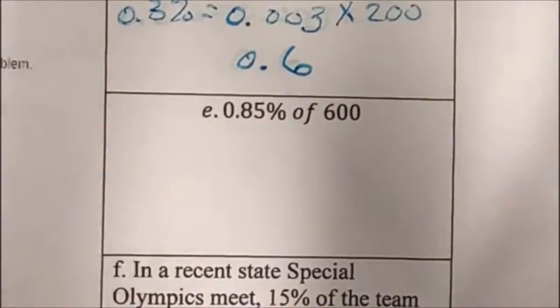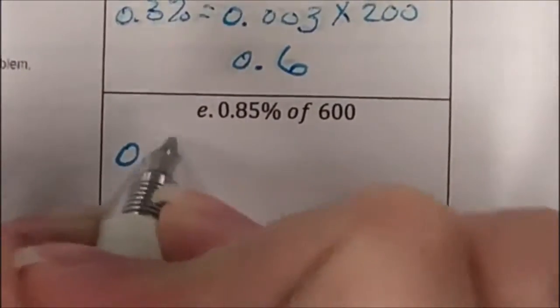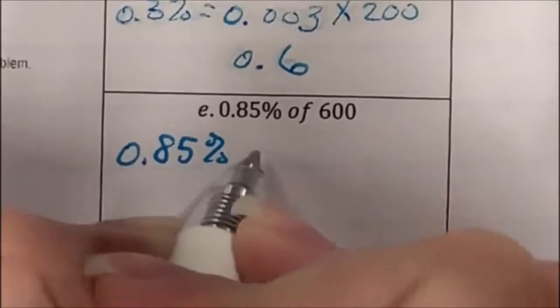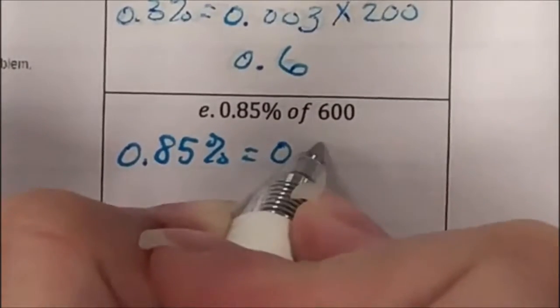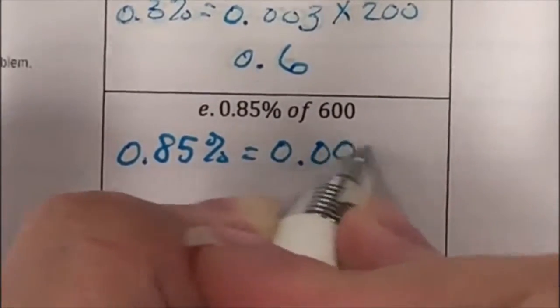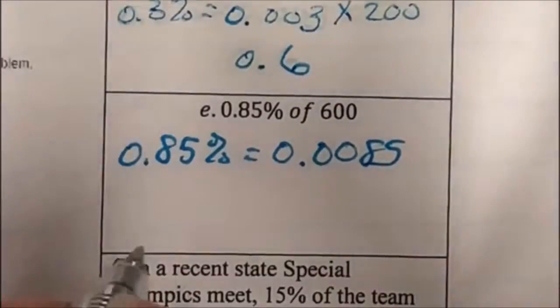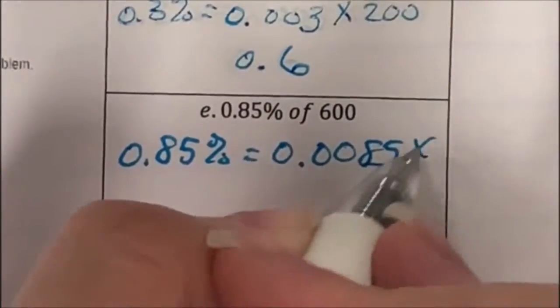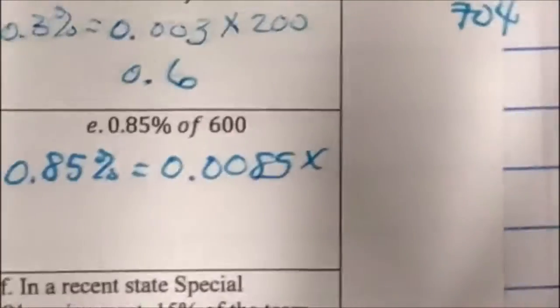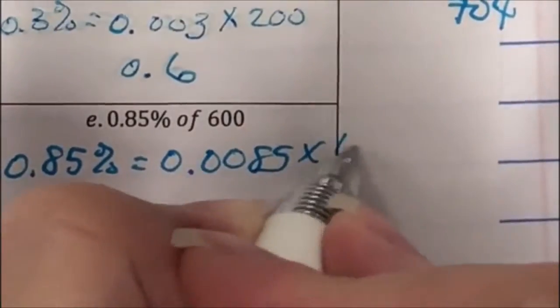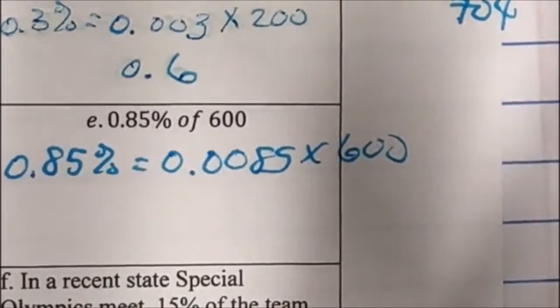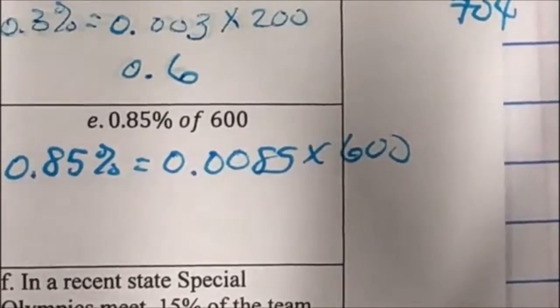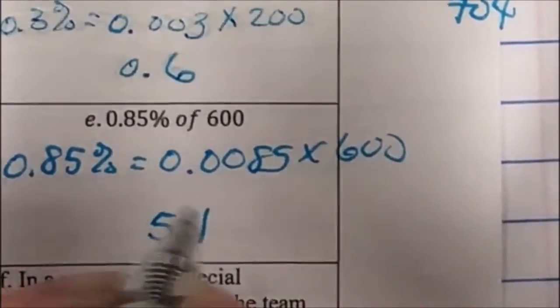Letter E, 0.85% of 600. 0.85% I'm going to change to a decimal, so 0.0085. And then I'm going to multiply that times 600. 0.0085 times 600 gives me 5.1.